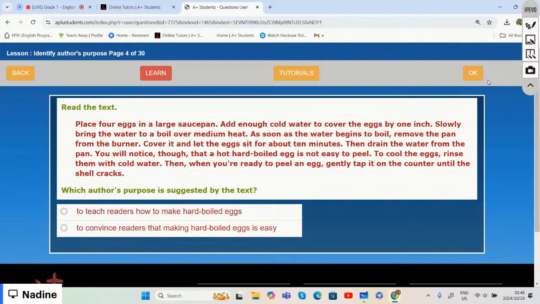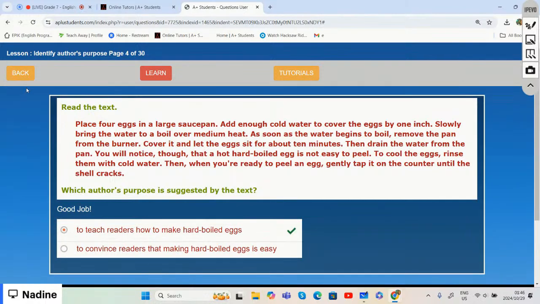All right. And if we were to select the correct option, we will say that the author is trying to teach us as readers how to make a hard boiled egg.